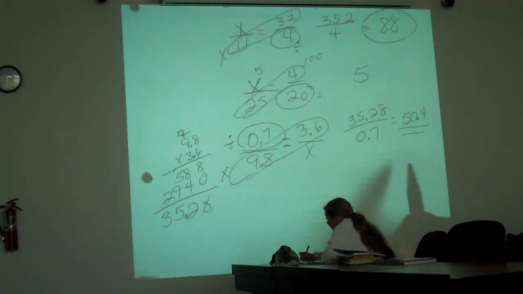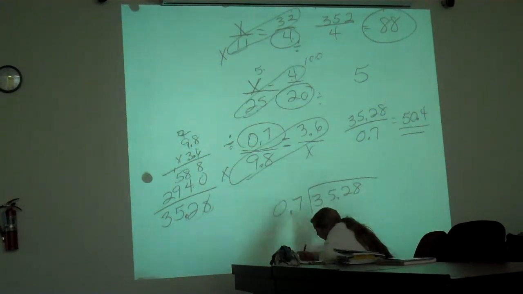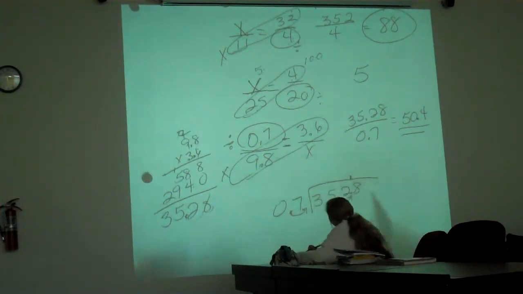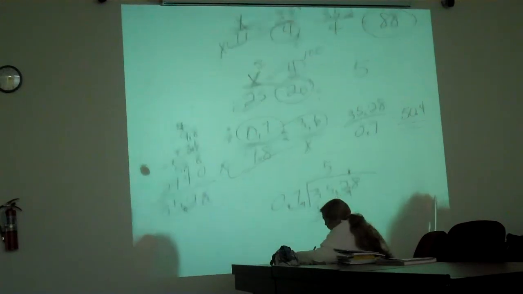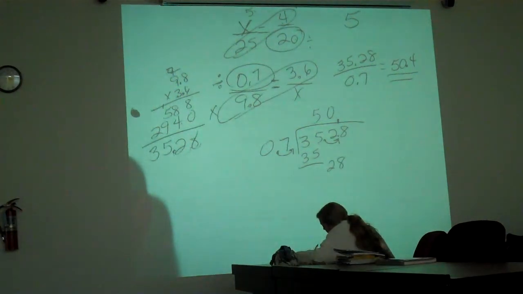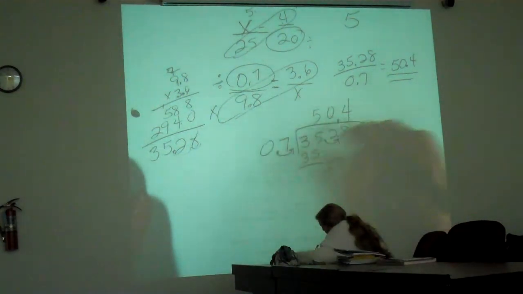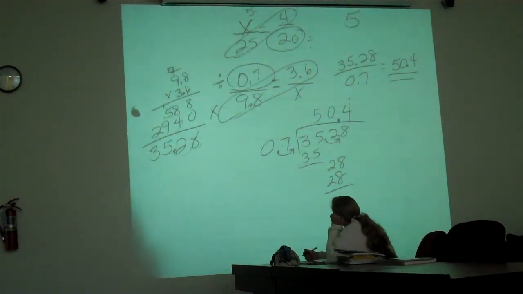So there's 35.28. Dividing it by a decimal, you have to make the outside a whole number. So move it once, move this one once. So your decimal comes up into your answer. 7 into 35 is 5. Bring the 2 down. 7 won't go into 2. So bring the 8 down. 7 into 28, 4 times. That gives you a review on multiplying and dividing decimals, huh?